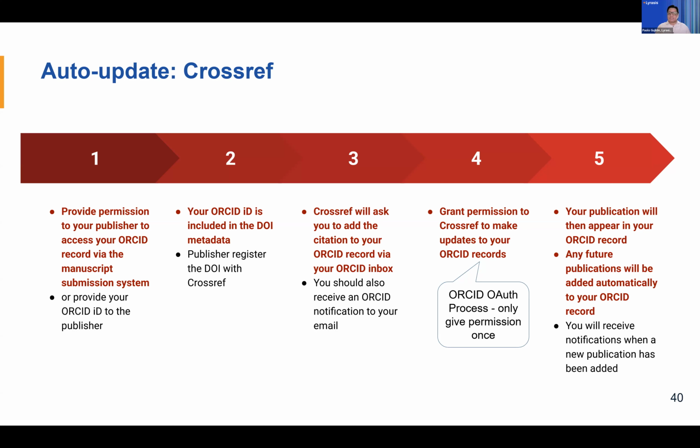Once that's passed down to ORCID, you will receive an email saying Crossref wants to make changes to your ORCID record. If this is the first time you did this, you will give Crossref the authorization to make changes to your ORCID record. Again, authorization only really happens once. Once you give that authorization, any future publications will get automatically added to your ORCID record, and you will just get a notification that Crossref made changes to your ORCID record.